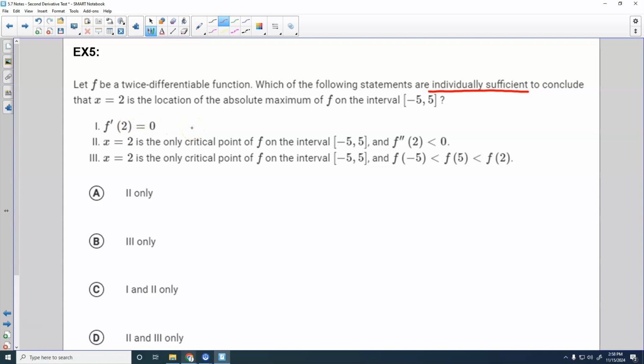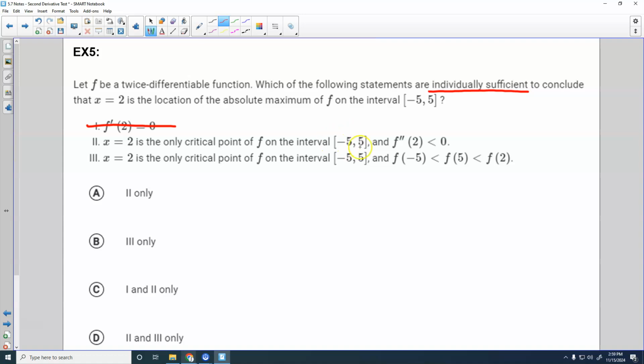So 1 says that the first derivative at 2 is 0. Is that enough to conclude that we have an absolute maximum? No, it is not. That's not going to be enough. It makes 2 a critical point, but it does not tell us it's for sure a maximum at that point. It could be a minimum, a maximum, or it could be neither at all. So 2 says x equals 2 is the only critical point for f, and f double prime is less than 0.